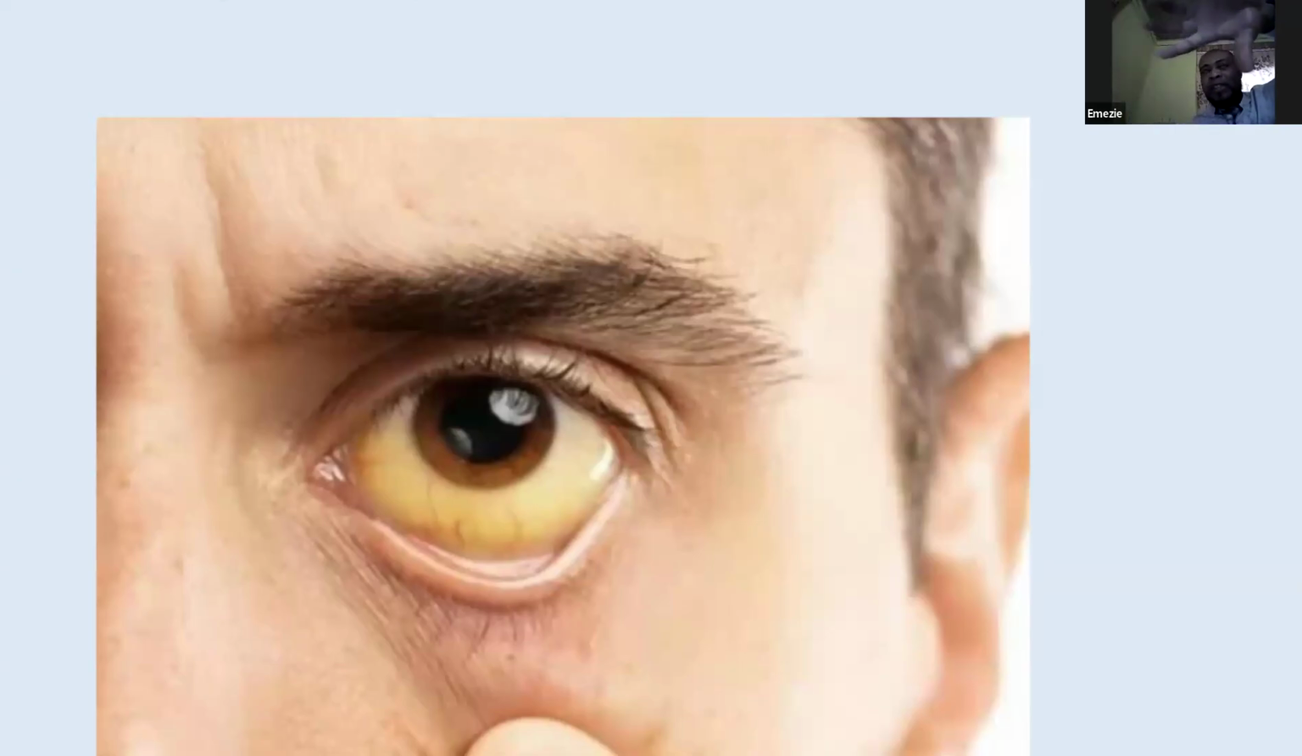As the person is looking at it, you'll be able to see all the white part of the eye very well. So if we are looking at the white part of the eye very well, you'll be able to pick up jaundice if it is there. If the eye is completely white, the patient doesn't have jaundice. If the eye looks orange in color, we say the person has jaundice.